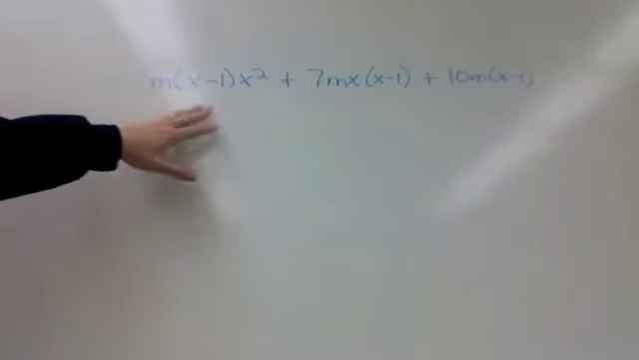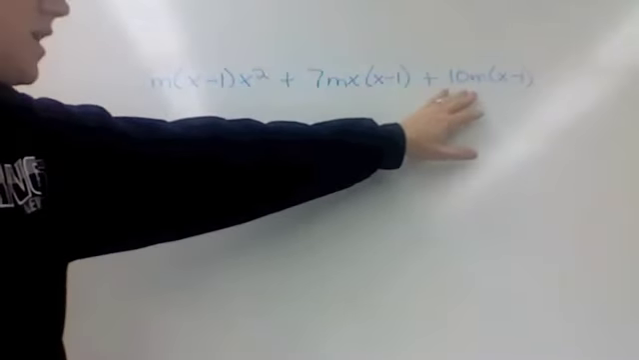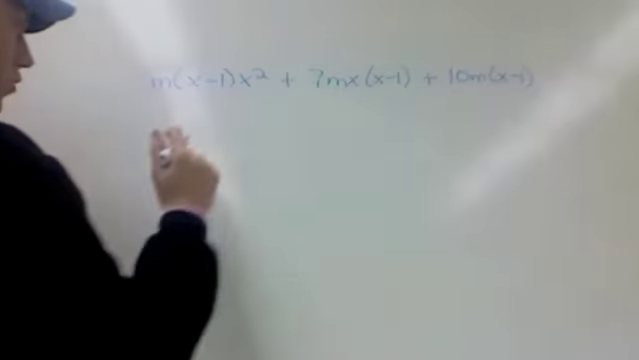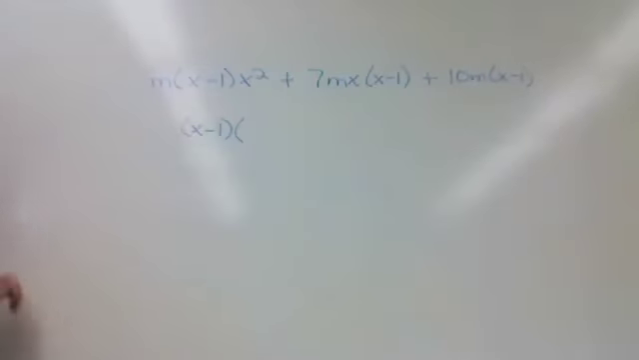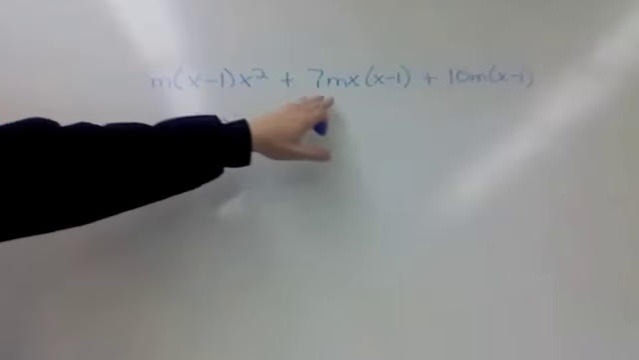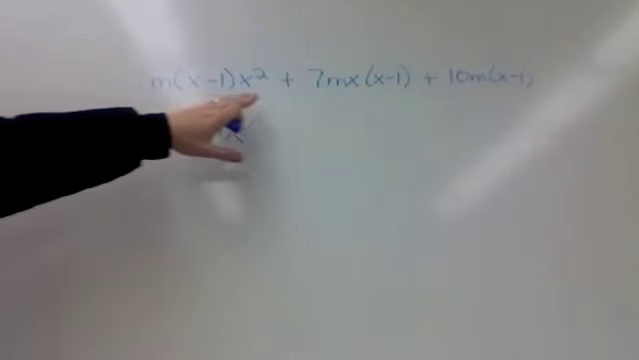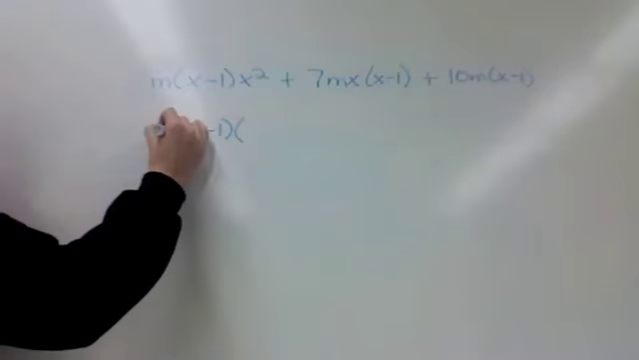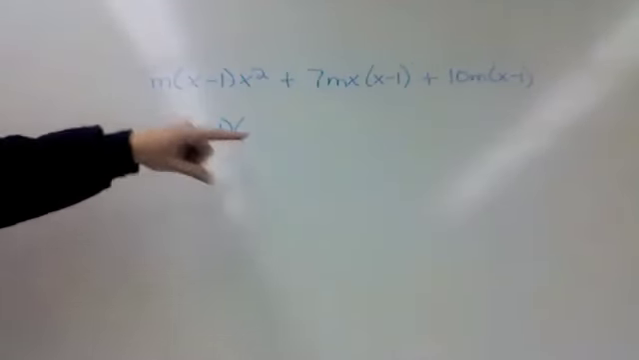We have m times (x minus 1) times x squared, plus 7mx times (x minus 1), plus 10m times (x minus 1). Now once again, we can see that each one of these has an (x minus 1). So we can go ahead and take out our x minus 1. Now, if we look, we have an m outside of this one, an x squared, a 7mx, and then a 10m. So you're going, oh, what are we going to do? How are we going to figure this one out? Well, we can factor out an m here, an m here, and an m here. So we'll put an m on the outside. And so what we were able to factor out of everything is m times (x minus 1).